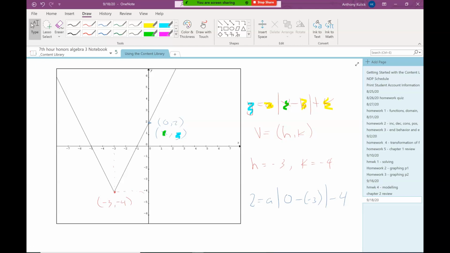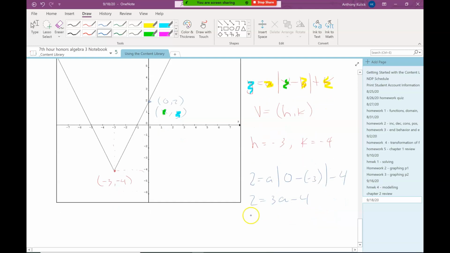So I wrote minus and negative. You could have just written +3. That's fine too. No big deal. It is the same thing. So 0 minus a -3 is just 3, and the absolute value of 3 is 3. And then if I add 4 to both sides and divide by 3, I get that a is 2.